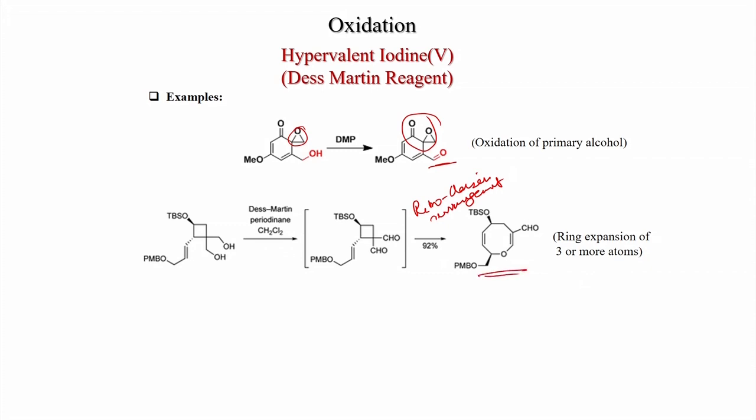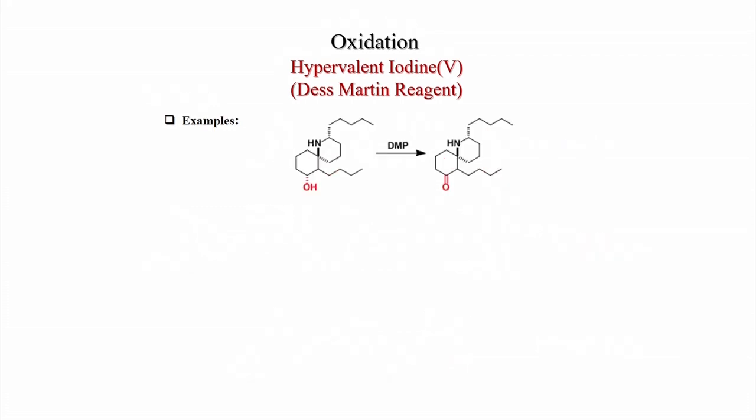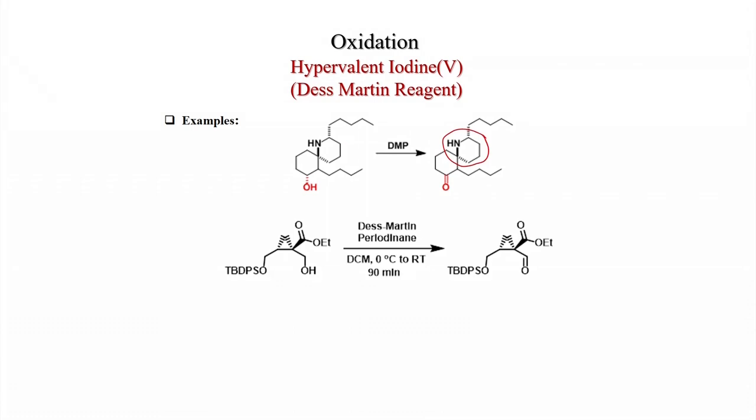With the retro-Claisen rearrangement you can get ring expansion of 3 or more atoms and you get this heterocycle in 92% yield. Also, if you have an allylic alcohol as well as a triple bond, selectively this alcohol is oxidized with Dess-Martin periodinane to generate the alpha-beta unsaturated aldehyde. Also, a secondary alcohol can be oxidized to the carbonyl group. Here you can see there is a piperidine motif and during this oxidation the piperidine motif is untouched and only the secondary alcohol goes to the carbonyl.